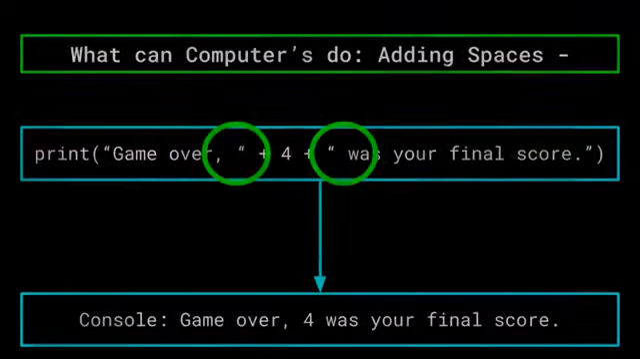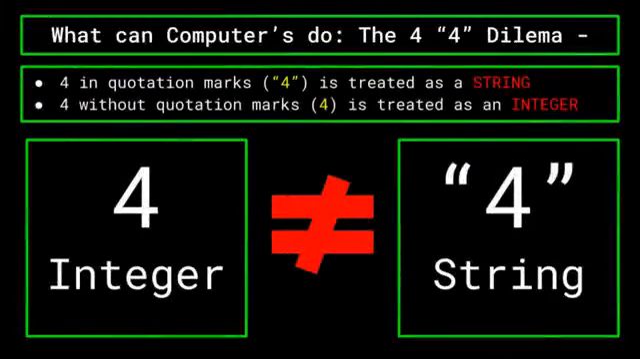Another important thing to note is the difference between "4" in quotation marks and 4 without quotation marks. Now, "4" in quotation marks is treated as a string, rather than a 4 without quotation marks, which is treated as a number.